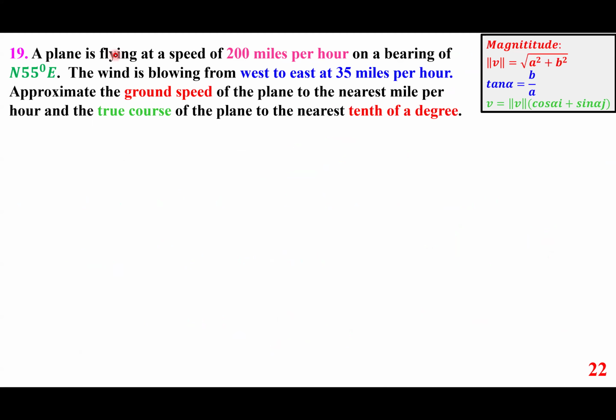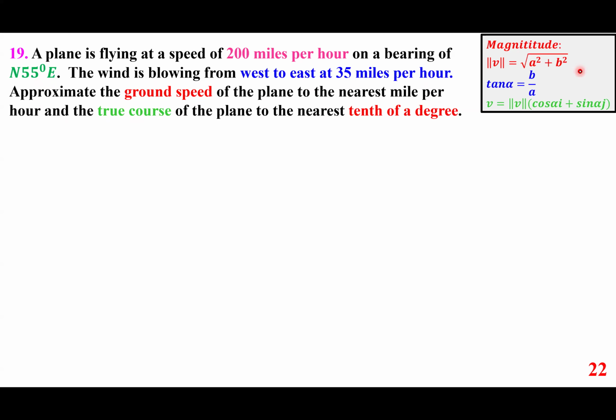A plane is flying at a speed of 200 miles per hour on a bearing of north 55 degrees east. The wind is blowing from west to east at 35 miles per hour. Approximate the ground speed of the plane to the nearest mile per hour and the true course of the plane to the nearest tenth of a degree. And again, reminding you of all those stuff.